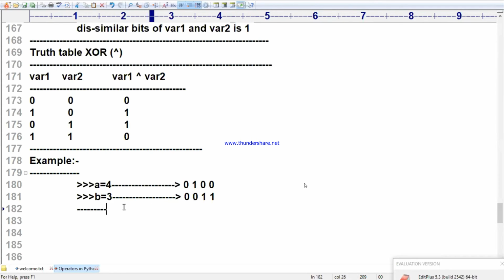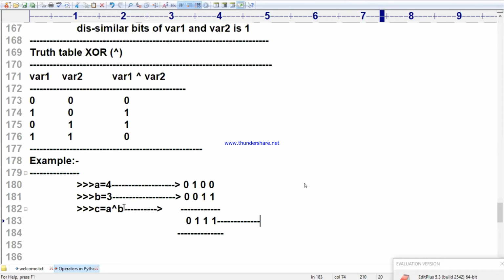Or otherwise, I will say C is equal to A cap B. The answer I want to find out. Do the calculation. Start with the first pair. 0, 0 gives 0. 1, 0 gives 1. 0, 1 gives 1. 1, 1 gives 0. What is the result, please?